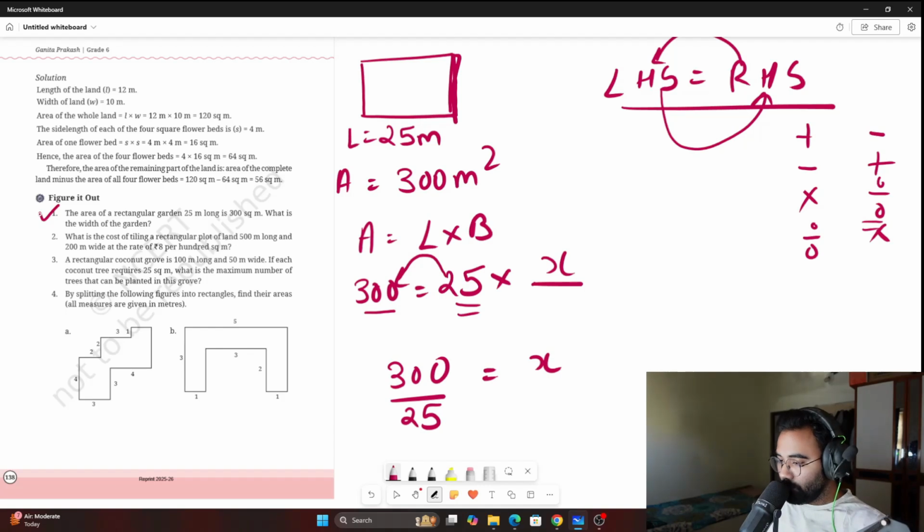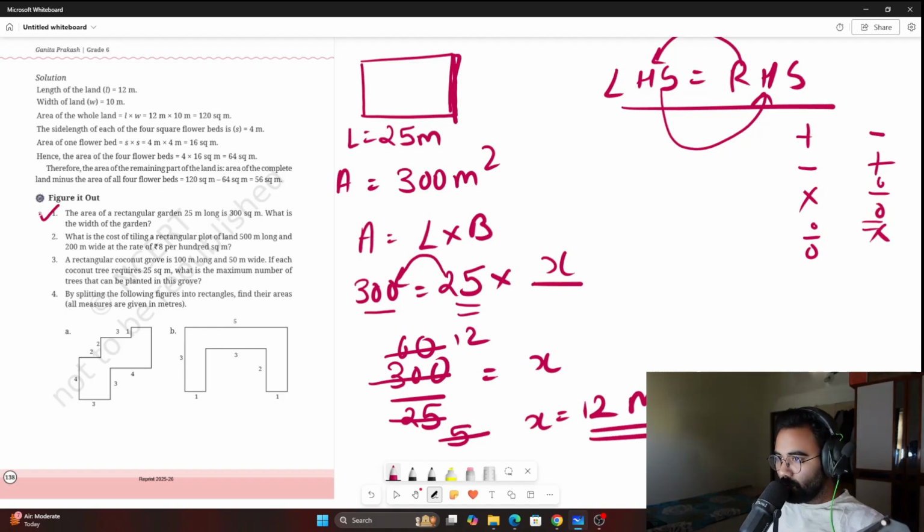Now it becomes simple. 5 5s are 25, 5 6s are 30, 60. 12 5s are 60. So x is equal to 12 meter. Never forget the units. So now we know that the length is 25 and the width is 12 meter. This was question number 1.